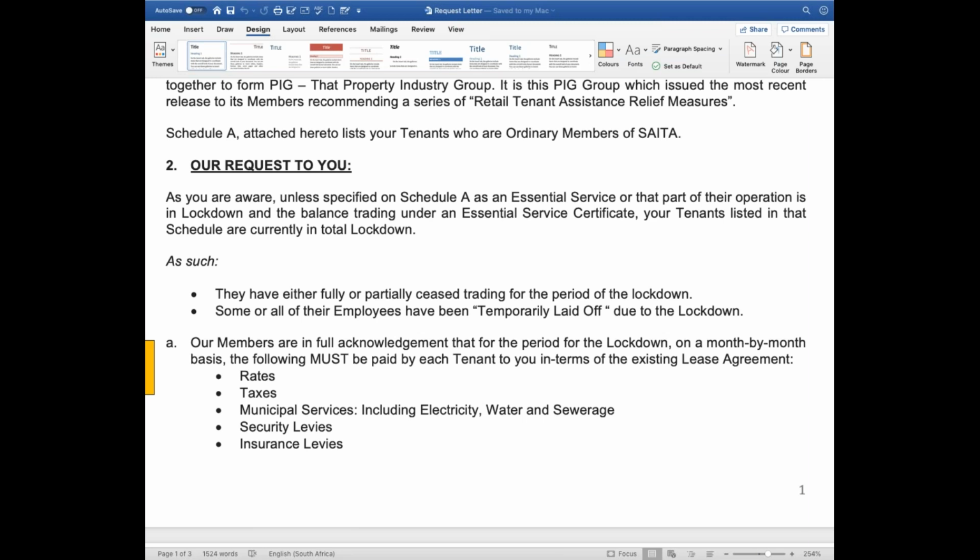One of the arguments we do make later on is that if you as a tenant are not able to make these payments now, the landlord should agree that you can defer these payments down the line. We do make that argument. But I would significantly appeal to you not to withhold these components of your lease commitments.